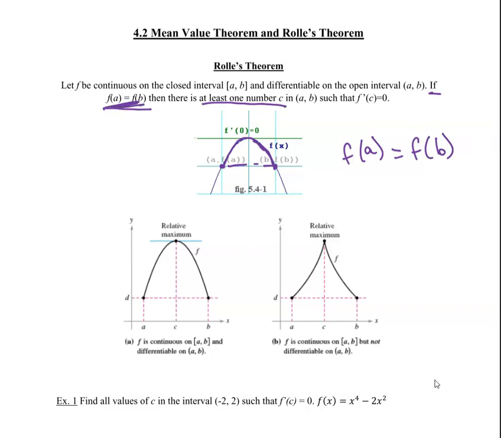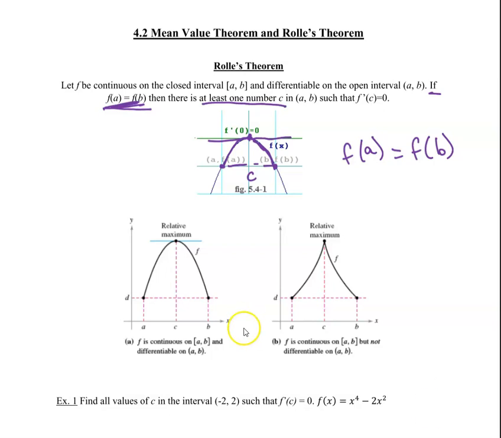Well, the theorem says in between them there must be at least one location where we have a critical number, right? Where the first derivative equals 0. And in this picture, that happens right here. This would be my c value. You can see that the derivative would be 0. We would have a horizontal tangent at that location.